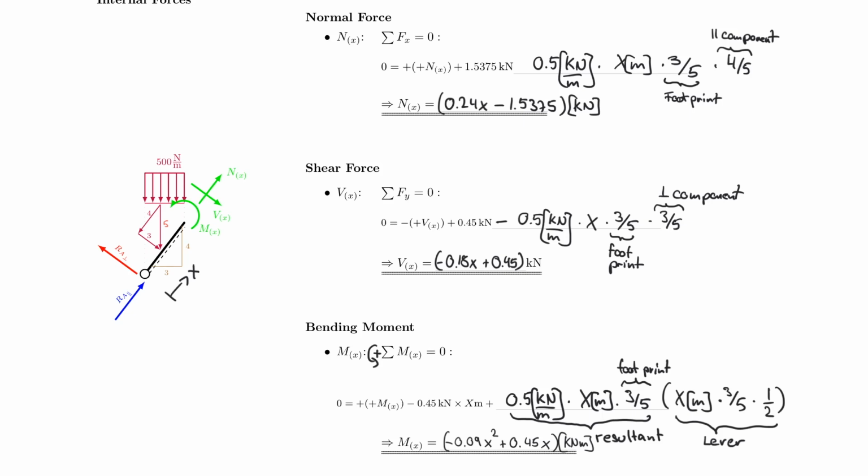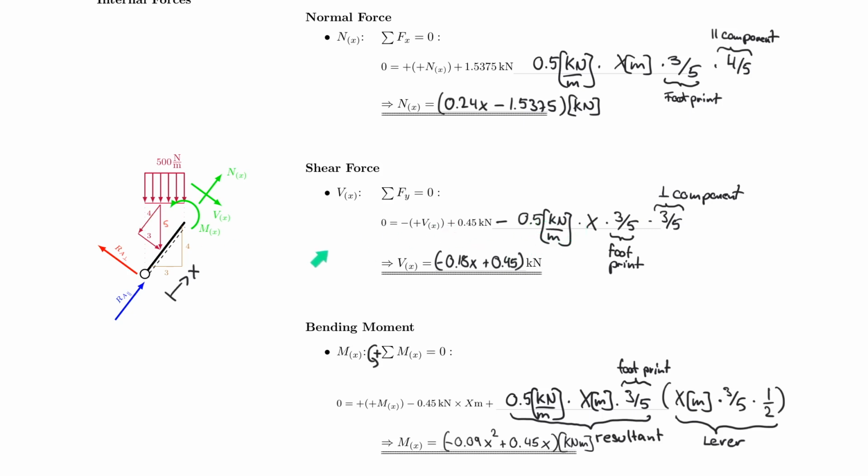So let's recap before we move on real quick. For the normal force, we needed to turn the snow load into its footprint through the 3/5, right? That is because this 3 here is really what we're looking at, like how much we need of the 500. We don't need 500 per meter. We only need the part that is 3/5. And then we also only needed the parallel component because we were talking about the normal force.